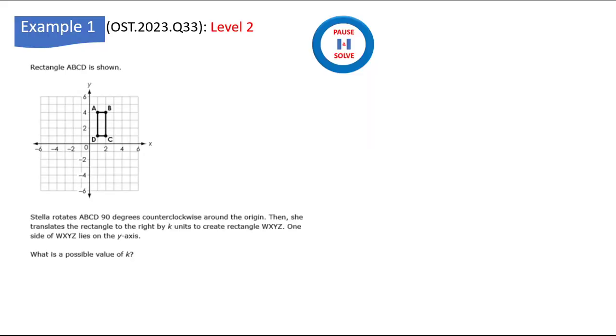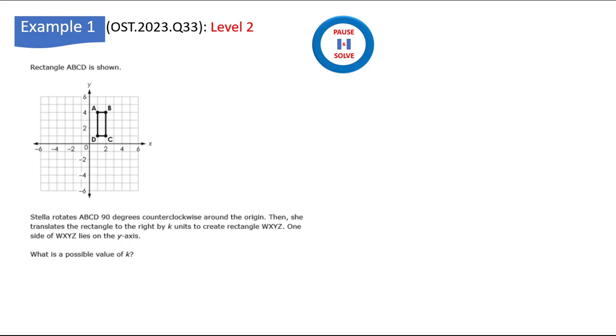Example 1. Rectangle ABCD is shown. Stella rotates ABCD 90 degrees counterclockwise around the origin. Then she translates the rectangle to the right k units to create rectangle WXYZ. One side of WXYZ lies on the y-axis. What is a possible value of k?